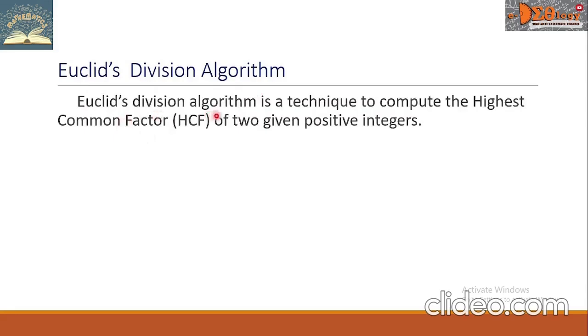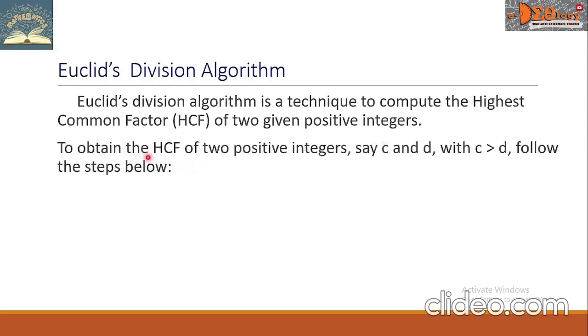Now let's proceed to Euclid's division algorithm. Euclid's division algorithm is a technique to compute the highest common factor, or HCF, of two given positive integers. To obtain the HCF of two positive integers, say C and D, with C more than D, follow the steps below. Step 1. Apply Euclid's division lemma to C and D.